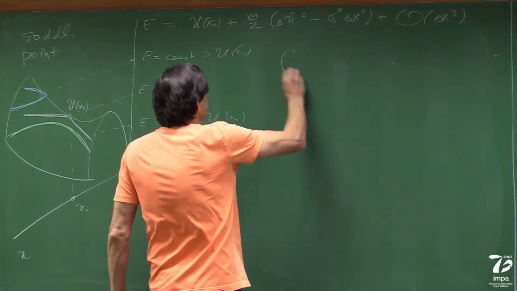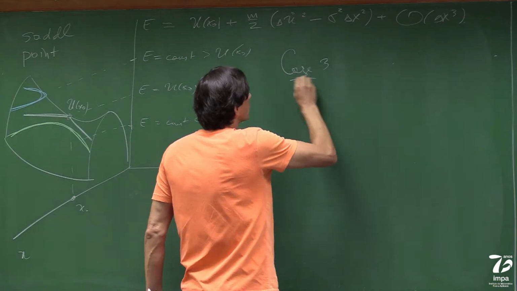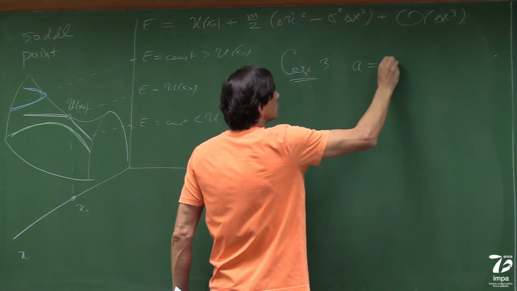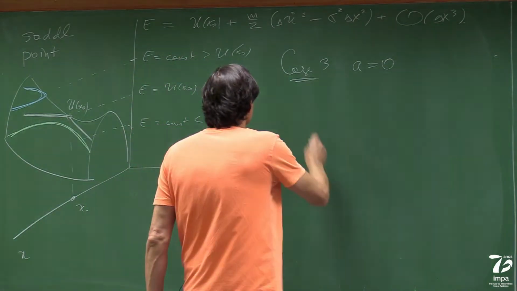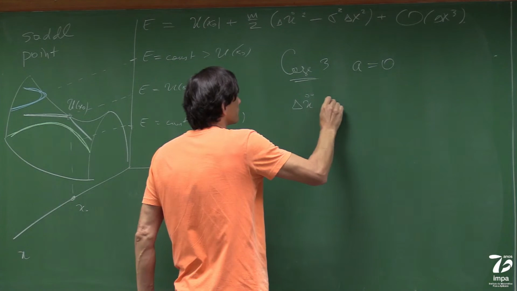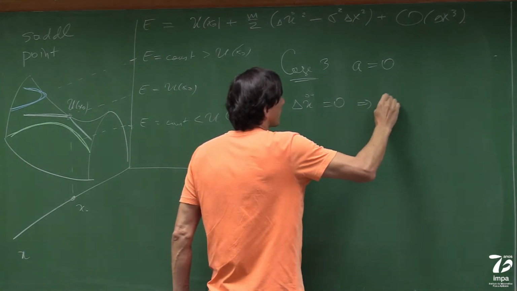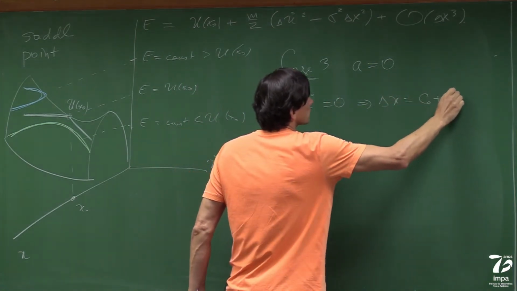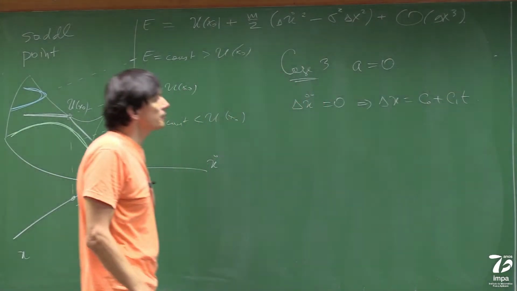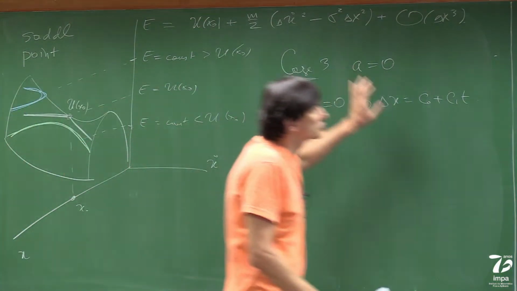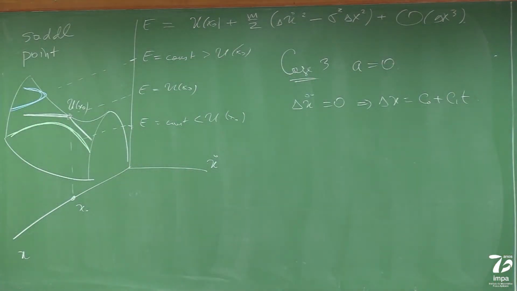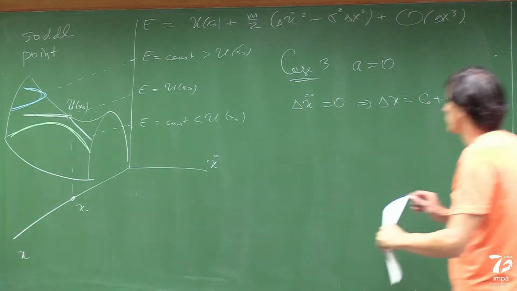So case 3 is A equals 0. Well, you can try to solve this equation with A equals 0. Then delta x is a constant plus another constant times time. But in principle, this doesn't tell you much, because when A equals 0, it means that this term is 0. So everything is given by the next term. So you have to continue the expansion.